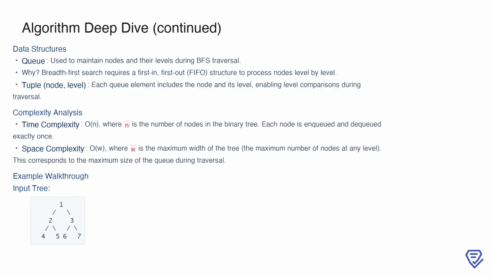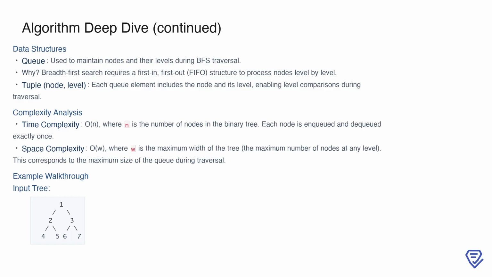In terms of complexity, the time complexity of this algorithm is O(n), where n is the total number of nodes in the tree. Each node is visited exactly once, enqueued and dequeued. The space complexity depends on the maximum width of the tree, represented as W. This corresponds to the largest number of nodes at any single level, as the queue must accommodate all nodes on that level at once during traversal.